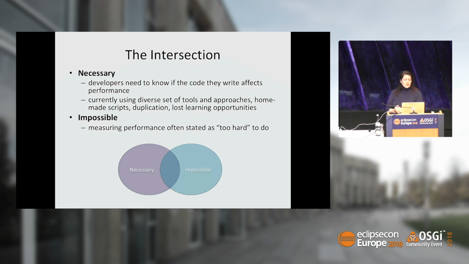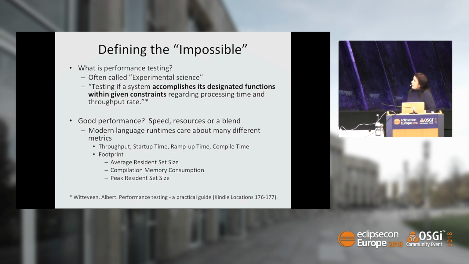The other end of it is you have developers that say it's impossible, it'll be too hard. If you don't have an isolated test machine, it can't be done, we can't prove anything. Somewhere there's actually an overlap between necessary and impossible, and that's the area we're going to try to land in for some of this. So let's first say, what is performance testing?